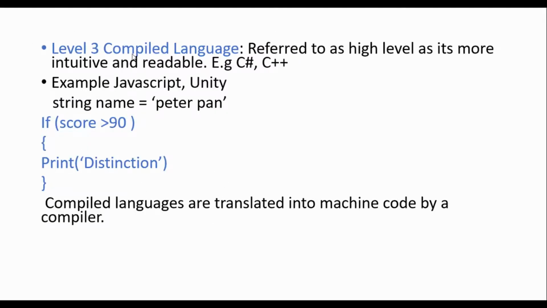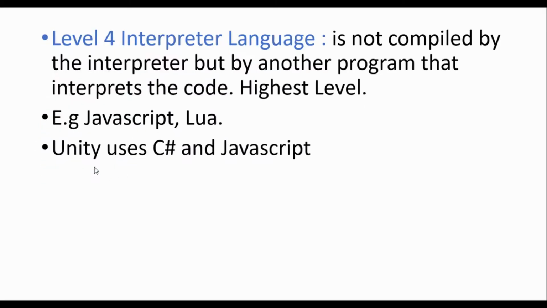Now the third level is the compiled language, or high level language, and it's much more intuitive and readable. We can see this using C#, C++, or the C programming language. Also, JavaScript is an example of a compiled language. Basically, your script or your code needs to be translated into machine code by what is called a compiler. This is an example of an if statement, and we saw this example in our last lesson where we created our if-else statements. And then finally we have the interpreted language.